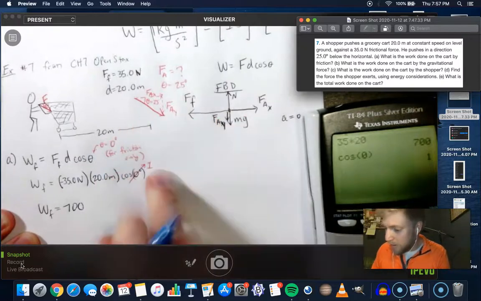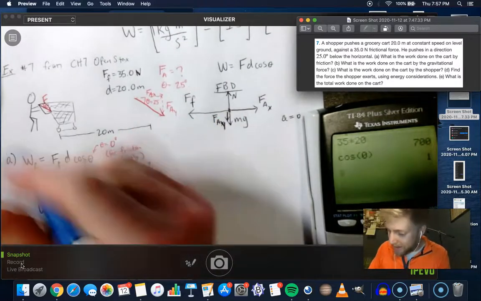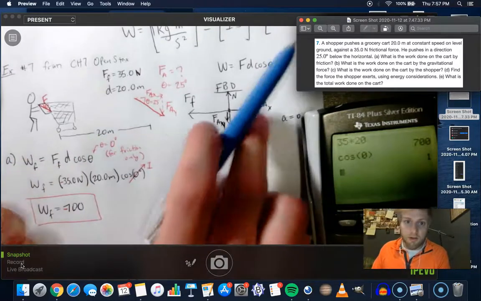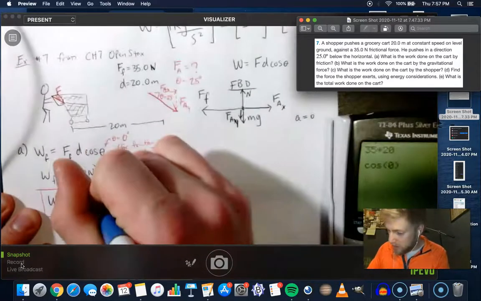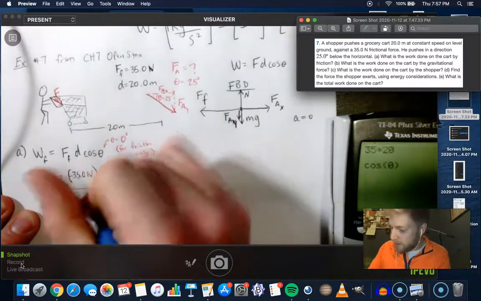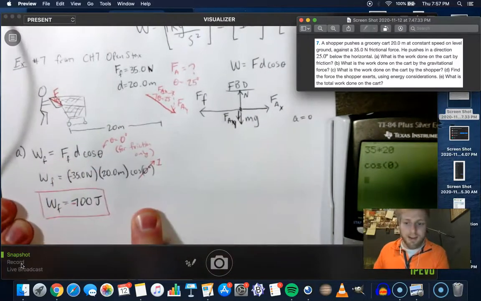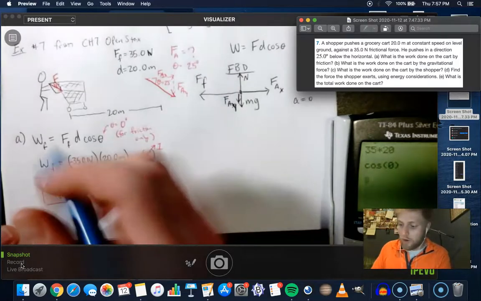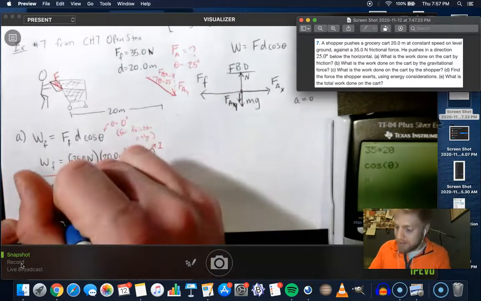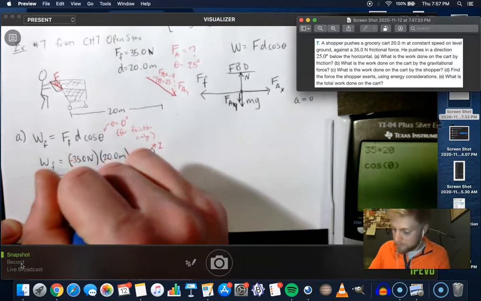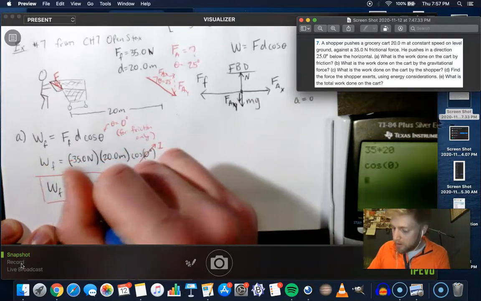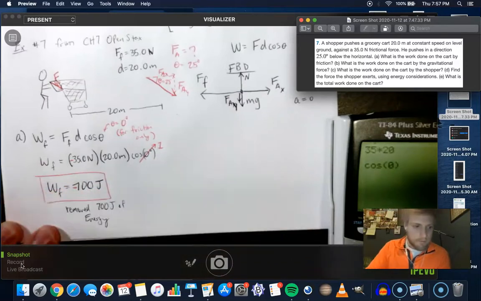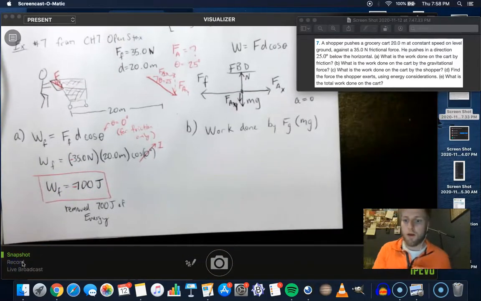So when we multiply by 1, we still just get negative 700, and then our unit, remember, is joules. So I'll just pop a J on there, and we are done. So the net work done by friction is negative 700 joules, and I'm just going to add this for context. That means that we removed 700 joules of energy. All right, so we've made quick work of A.